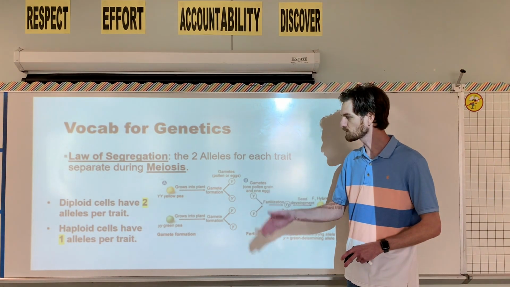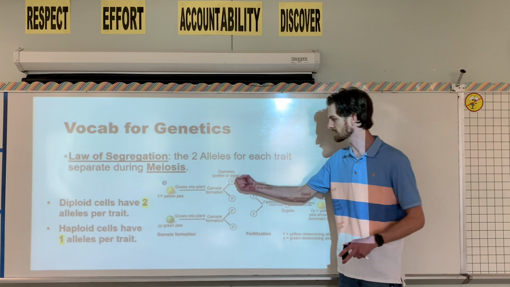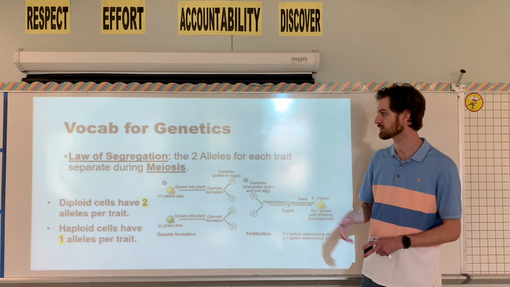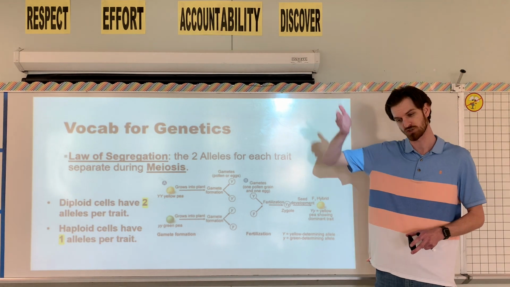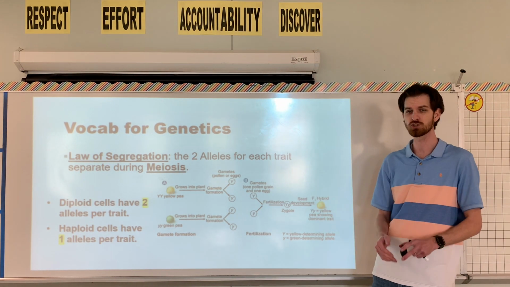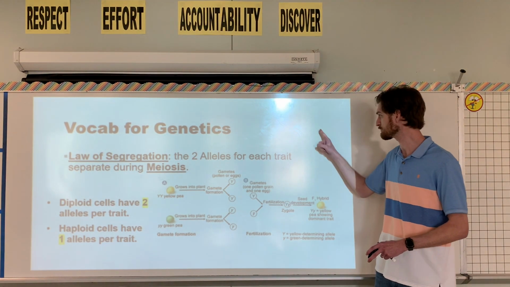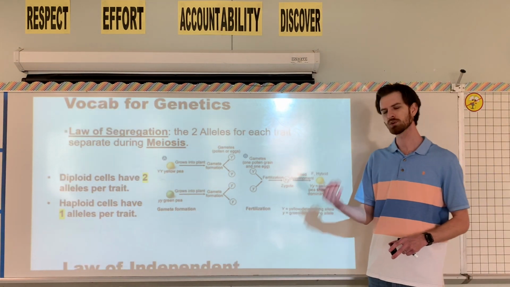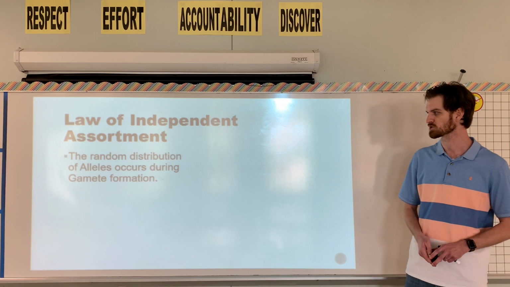So haploid cells have 1 allele per trait. That's why during meiosis, we cut this number in half, and we do it randomly through this law of segregation. Each trait, each genotype has to be separated in 2. And this is why in Punnett squares, you put the 2 on the sides, right? You're separating them through the law of segregation. And we'll explore that a little bit more when we get into Punnett squares.